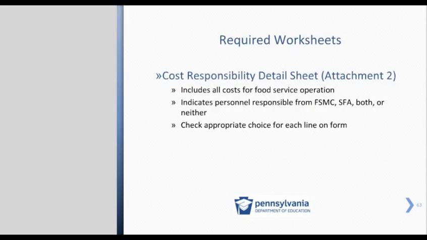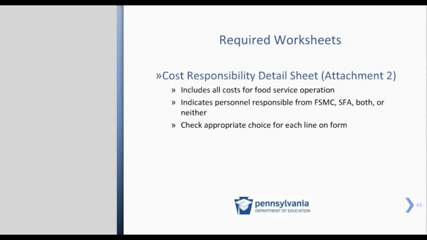The Cost Responsibility Detail Worksheet is Attachment 2. The Cost Responsibility Worksheet covers costs that have been deemed necessary for the on-site operation of the food service program and are directly incurred for the SFA's operation not provided for under the standard contract terms and conditions. The worksheet must be completed by the SFA prior to issuing the RFP.